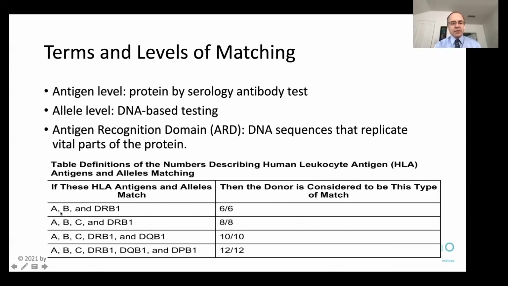6 of 6 means A, B, and DRB1, all the way down to, if you add a C, you're up to 8 of 8. If you add a DQ, you're up to 10. And if you add a DP, you're up to 12. So it's important when you talk about 6 of 6 or 12 of 12 matches to understand what you're looking at.